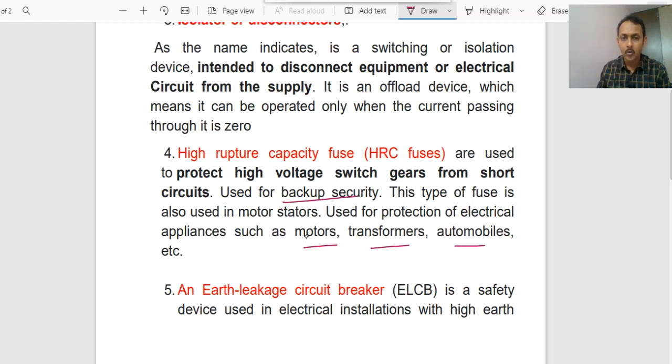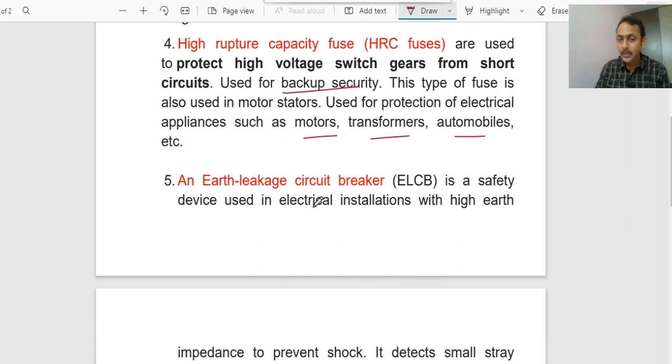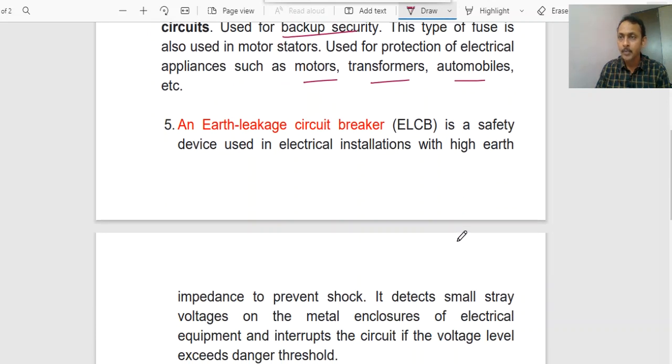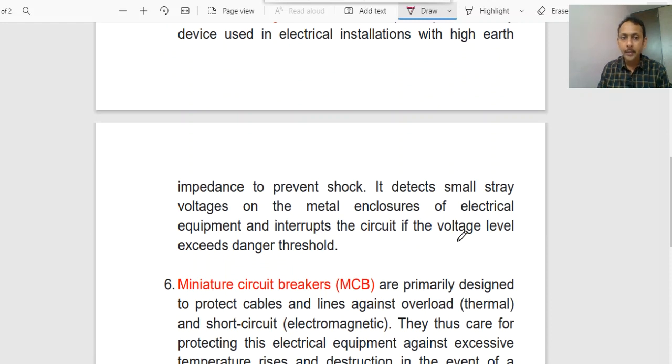Right? Coming to the earth leakage circuit breaker, this is a safety device used in electrical installations which is going to have high impedance in order to prevent shock, right? If it detects any small stray voltages on the metal enclosures of electrical equipment, it is going to interrupt the circuit if the voltage level has exceeded any threshold value. If any threshold value has been exceeded, right, then it is going to operate.